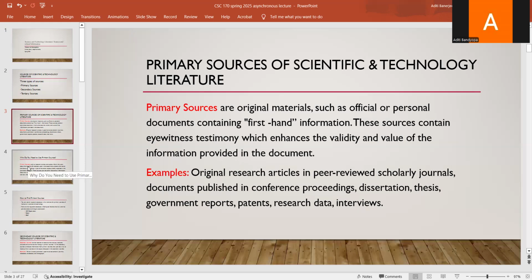Here are some examples of primary sources. They are original research articles in peer-reviewed scholarly journals, documents published in conference proceedings, dissertations, theses, government reports, patents, research data, and interviews.